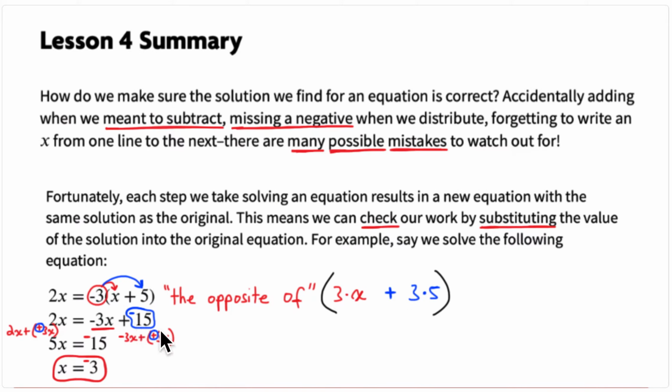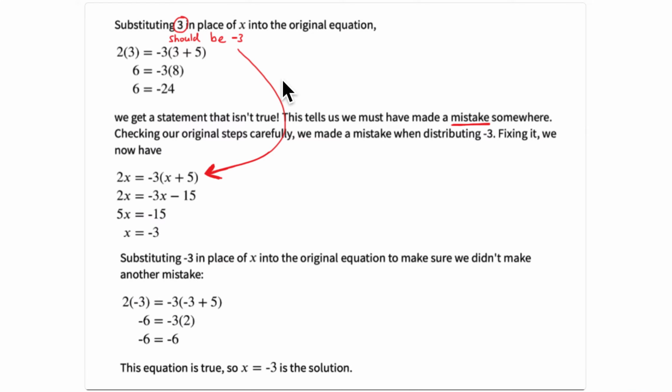And then as I work through, I'm going to add a positive 3x to both sides. This becomes 5x, and this negative 15 remains here because I've gotten rid of that negative 3x. So 5x equals negative 15, x equals negative 3. So this is jumping ahead just a little bit.